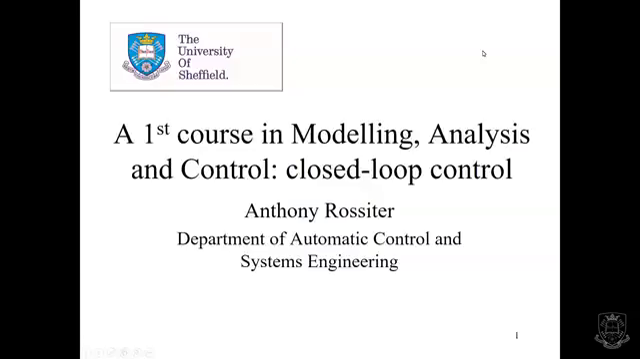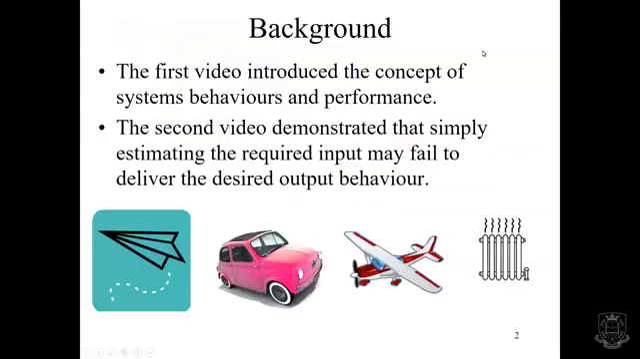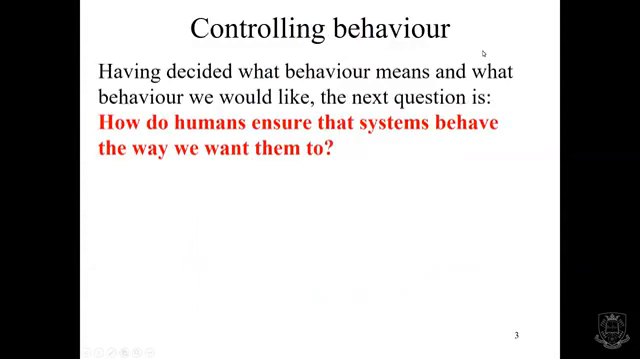This is the third video in an introduction to a first course in modelling, analysis and control, and here we're going to introduce some concepts of closed loop control. The first video introduced the concepts of systems, behaviours and performance, whereas the second video demonstrated that simply estimating the required input may fail to deliver the desired output behaviour. So how do we control behaviour then?